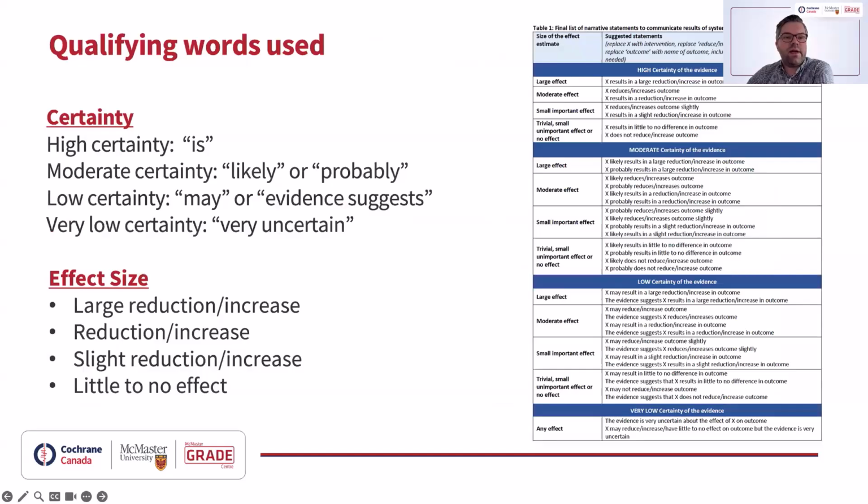For the various qualifying words, we have the certainty rating. So high rating corresponds to "is." Moderate certainty, likely or probably. Low certainty, may or evidence suggests. And for very low certainty, we say the evidence is very uncertain. But here for the effect size, we need to say whether there's a large reduction, a moderate reduction or increase, a slight or small reduction or increase, or little to no effect.